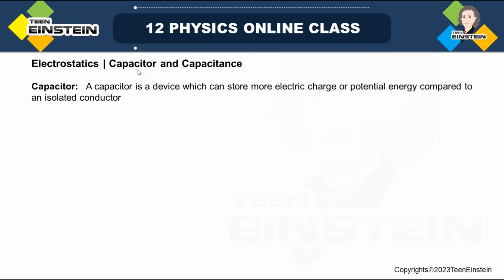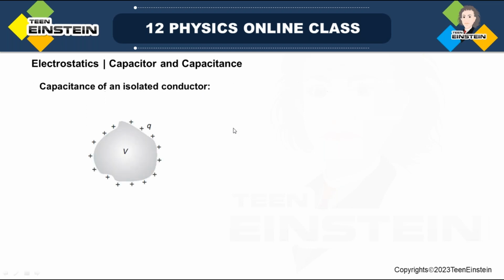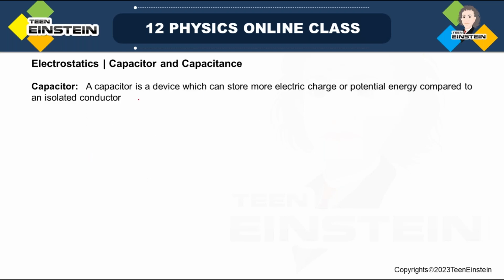So we'll learn the intricate physics behind the capacitor and capacitance, and we'll learn how to calculate capacitance for various geometries. Okay, so first of all, we'll just learn what capacitance or a capacitor is, and then we'll go to the detailed learning. First of all, see, conductors, we have already learned that conductors have free electrons, right?